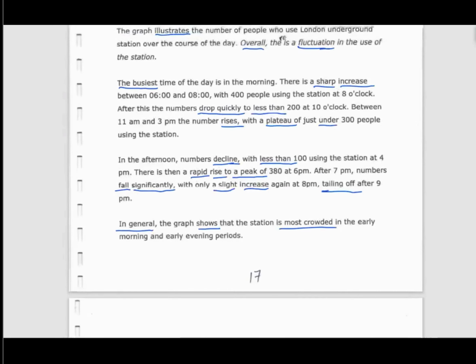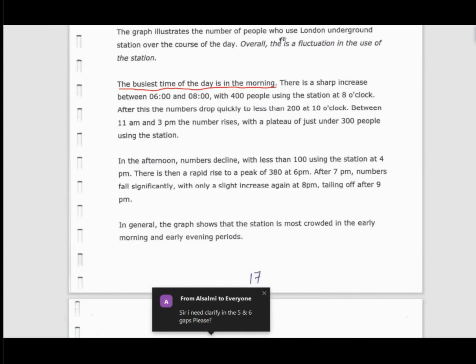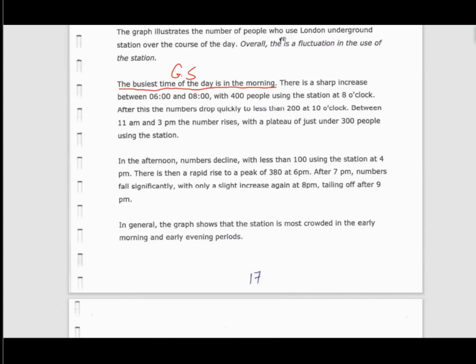Let's start with this one first. The busiest time of the day is in the morning. This is a general sentence. Okay, there are no numbers, no details. Then there is a sharp increase between 6 and 8, with 400 people using the station at 8 o'clock. This is a specific sentence.